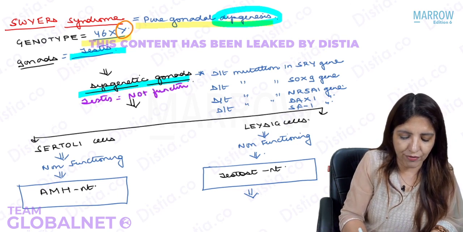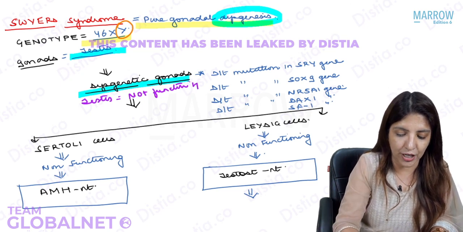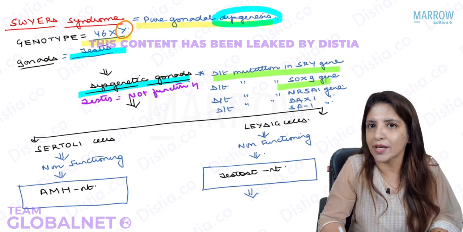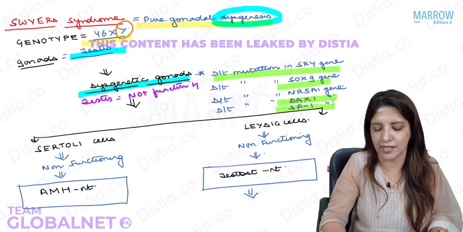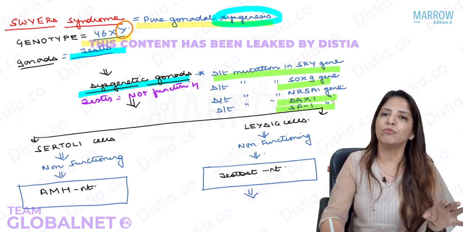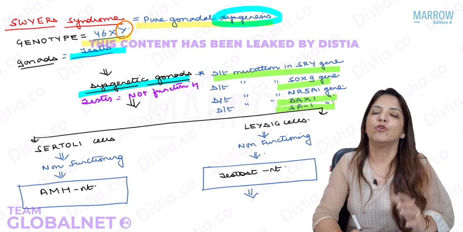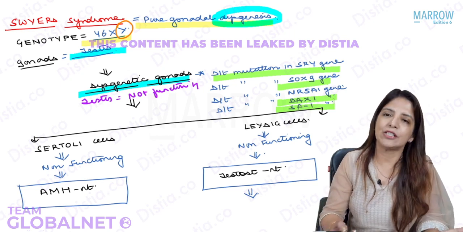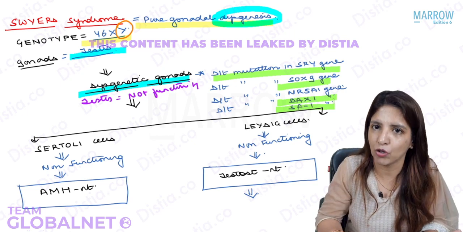And why have they become dysgenetic? They have become dysgenetic either due to mutation in SRY gene, or due to a mutation in SOX9 gene, or due to a mutation in DAX1 gene or SF1 gene, right? So due to mutation in any of these genes, the testes have become non-functioning. Now, if testes have become non-functioning, obviously the Sertoli cells have become non-functioning and the Leydig cells have become non-functioning.